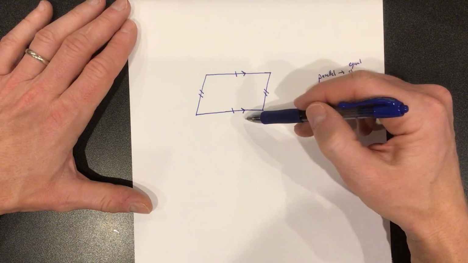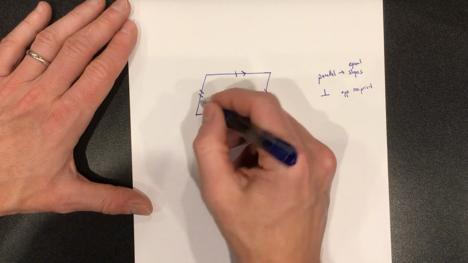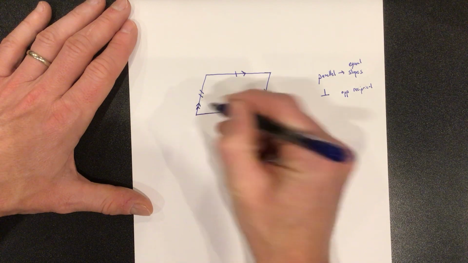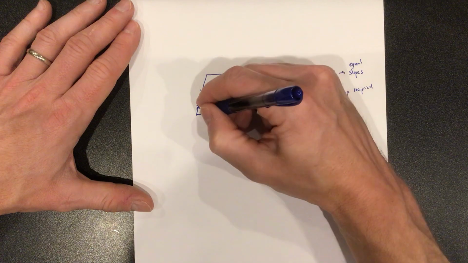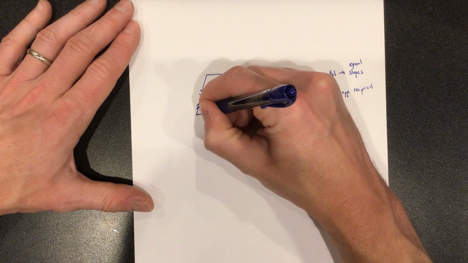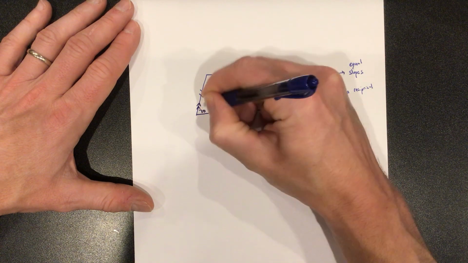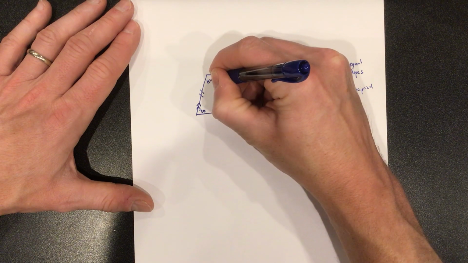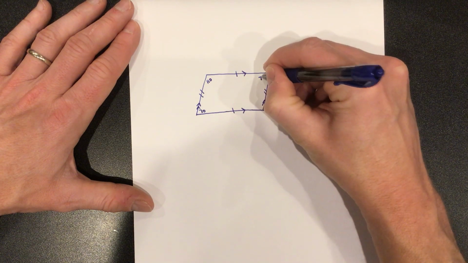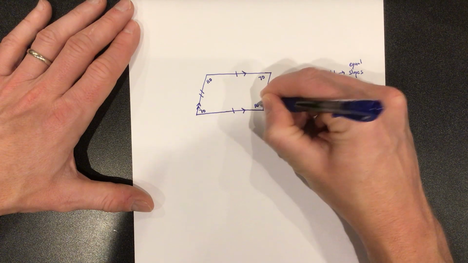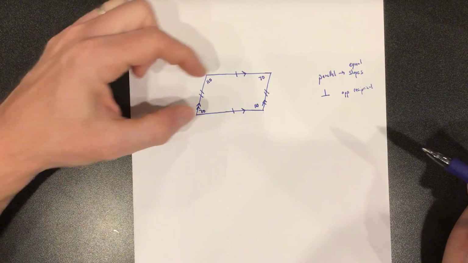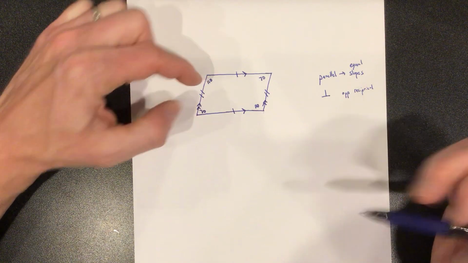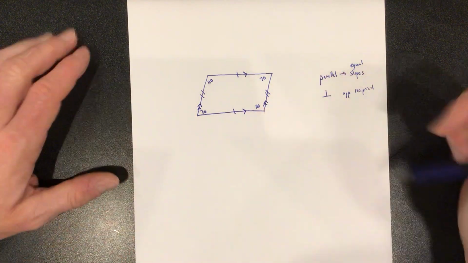But just showing that these have the same slope, they're parallel, and then we could show that maybe these two have the same slope, so they're parallel. This angle, let's say, is 70. Well, then we automatically know that this is 110, that this is 70, and that this is 110, because we know opposite angles are congruent in a parallelogram. We know that consecutive angles are supplements to each other.